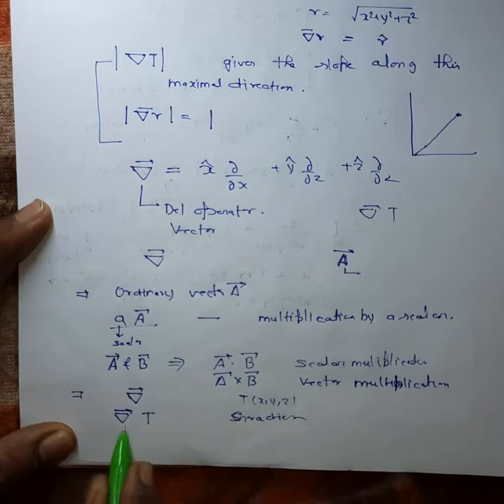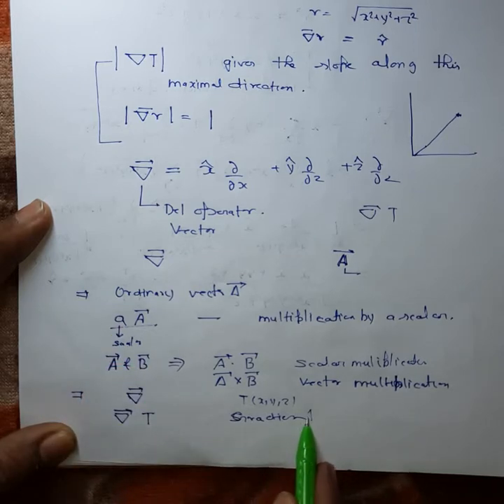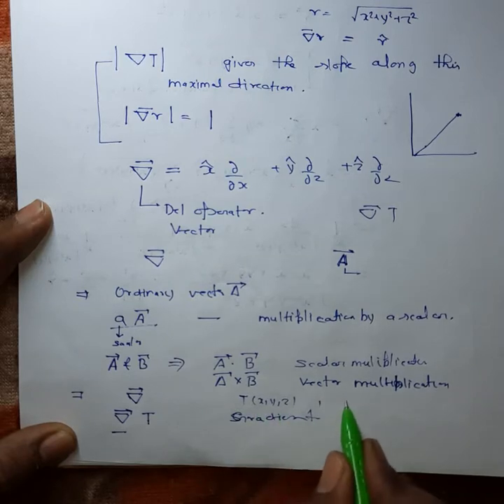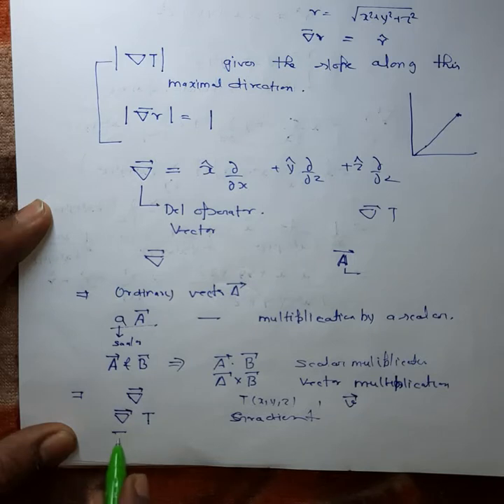Okay, when you multiply del with a scalar function like this, it gives you the gradient of this function t. You can also multiply it to a vector function. If t was a scalar, and suppose there is some vector function v, I am assuming that v is some vector function.